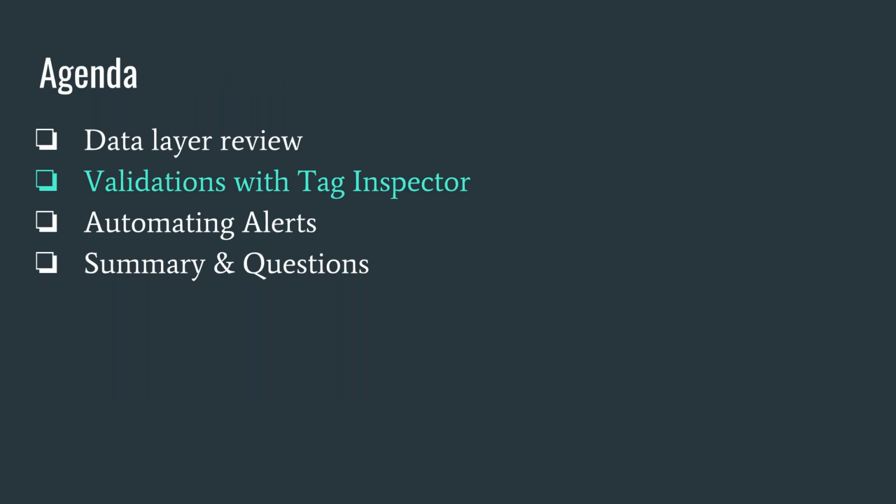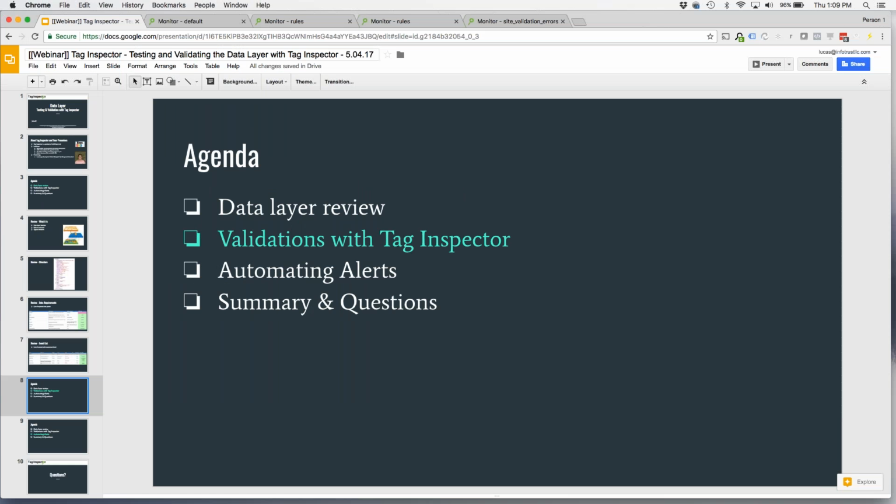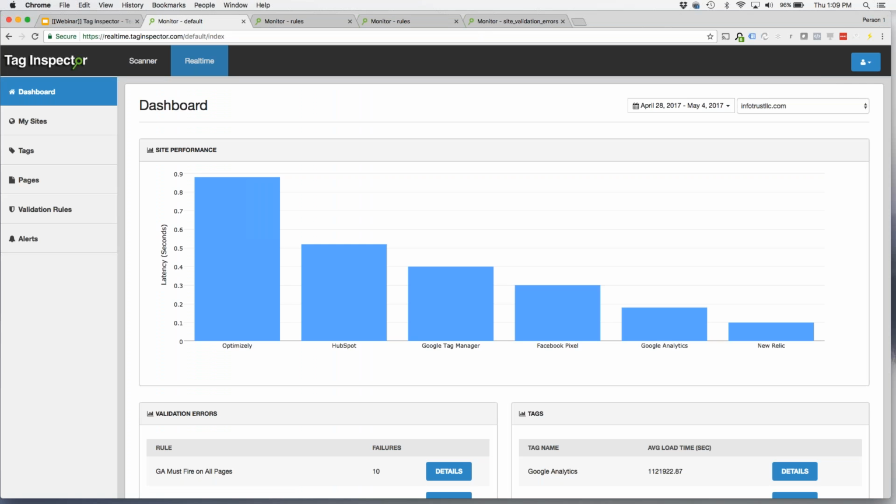Now, getting into exactly how we do this using the Tag Inspector tool. With Tag Inspector, what I'll do is hop into the interface and walk through exactly how I would set this up and what's possible within the tool in order to do this testing. So like I mentioned, we have our requirements. So we know what should be happening on the data layer on different types of pages or across every single page. And then we need to be able to test and validate that, yes, this is in fact the case.